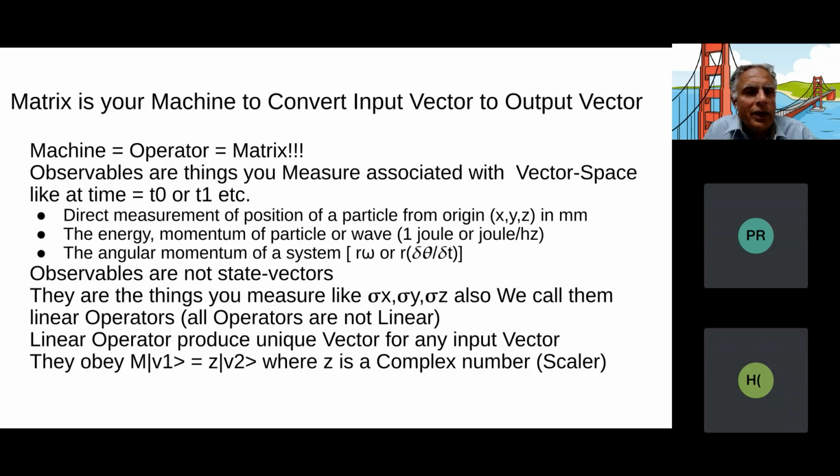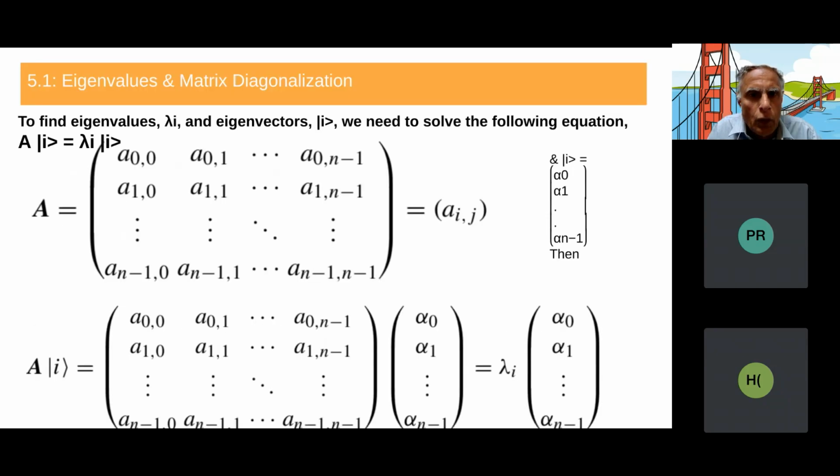There are many other restrictions, like we said, it should be a linear operator, so the machine should not be non-linear. It should convert to a scalar so that we can measure it, and that's the goal behind the computational aspects of the matrix operator and machine, whatever we call it. So let's get into the detail. We are focused right now on eigenvalues and matrix diagonalization.